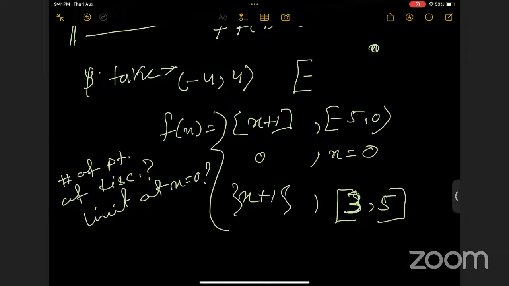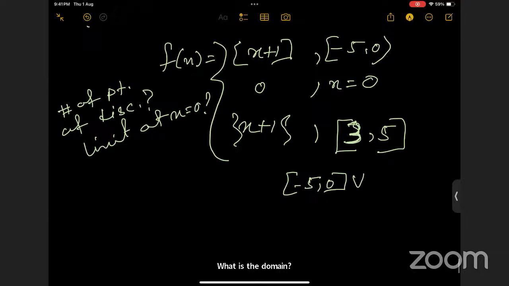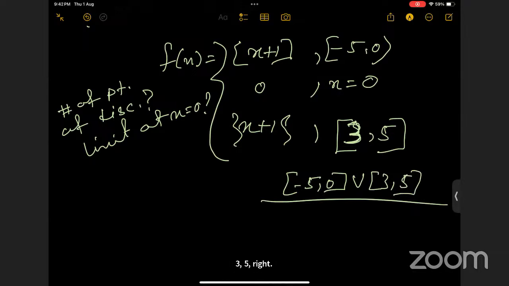Okay, this is a similar type of question. You can try to solve it. Here the domain is not discrete, it is a discontinuous domain, right? What is the domain here? It is [-5, 0] union [3, 5], right? So you have to check the continuity over this domain instead of a continuous open or closed interval. Okay. Yes, ma'am.